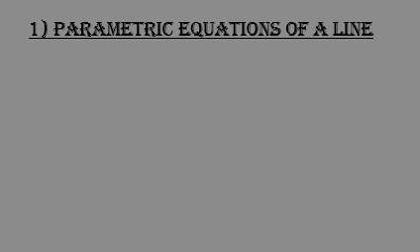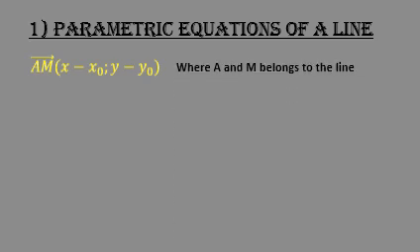And now let us make a quick revision of what we explained in the first video. First, we are going to remember how to form the parametric equations of a line. In order to create a parametric equation, first you should have a vector AM, where A and M belong to this straight line. The coordinates of A are given, but the coordinates of M are x and y, so M is any point on the straight line.